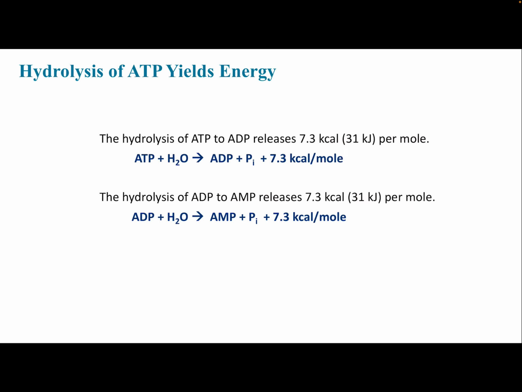There's actually a number we can put to that stored up energy. The hydrolysis of ATP to ADP would release about 7.3 kilocalories, or 31 kilojoules, depending on what unit you are looking at, per mole of ATP. And it is the same for ADP to AMP. From adenosine diphosphate into the monophosphate, we would liberate another round of 7.3 kilocalories.